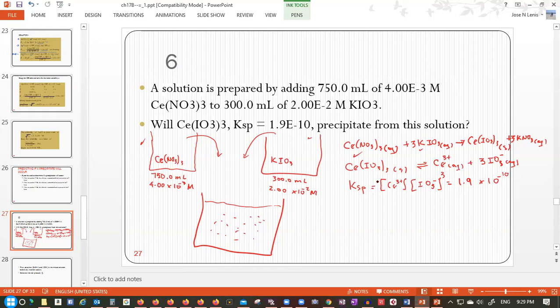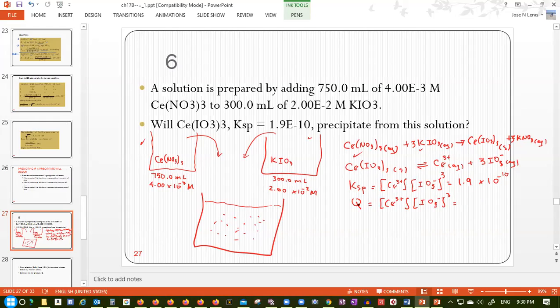In order to make the prediction, we'll also need to write Q. And what is Q? It's similar to reaction quotient, but here we are going to express it. It has exactly the same shape as KSP. Exactly the same, Ce times IO3 cubed. We don't know yet because we need to find these values. Exactly the same shape as the KSP, but now receives a name of Q.